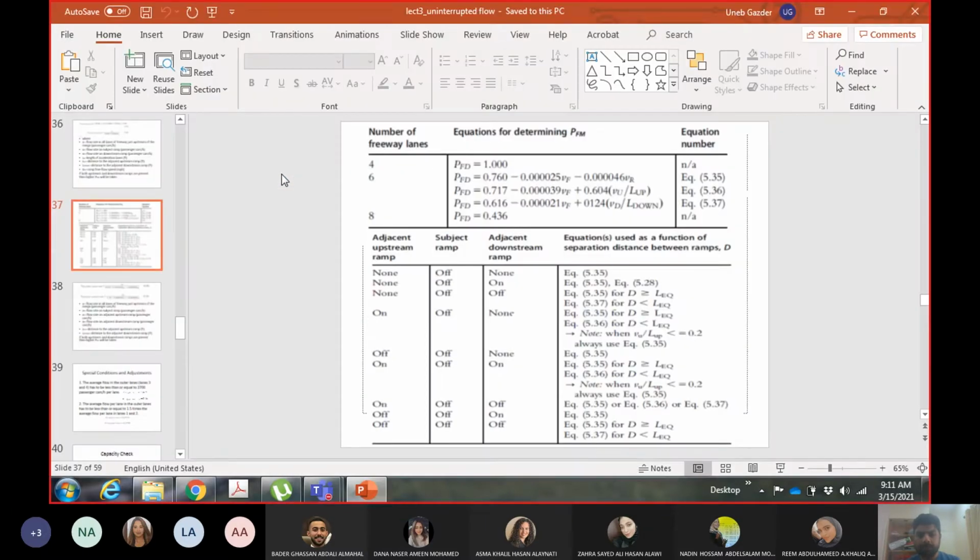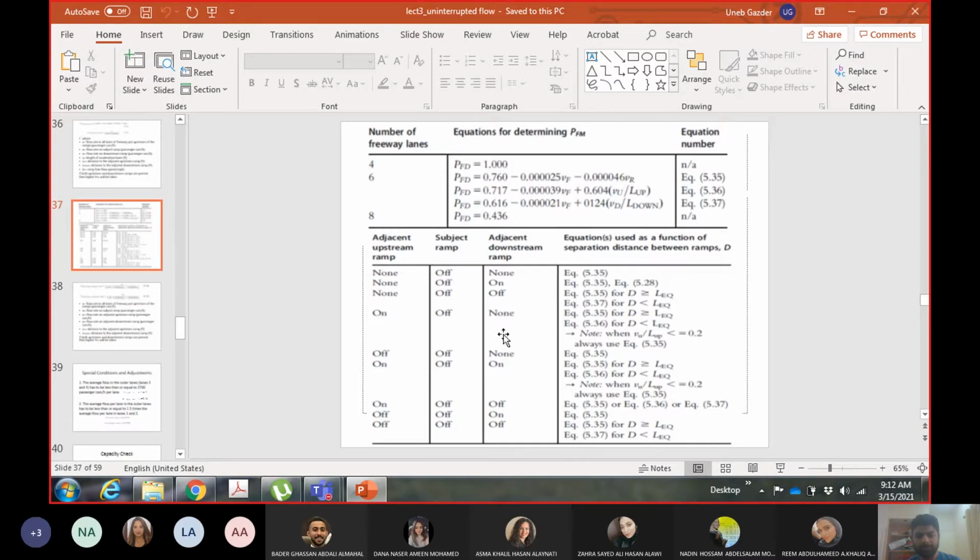Now we have to find out the value of PFD, so that we can find out the flow rate in the adjacent two lanes. We have a 6-lane freeway, so we are looking at this option. It's a diverge area, and we are looking for PFD. We have 3 possible equations. From these, which equation should we select?